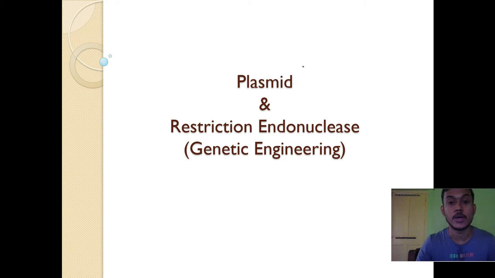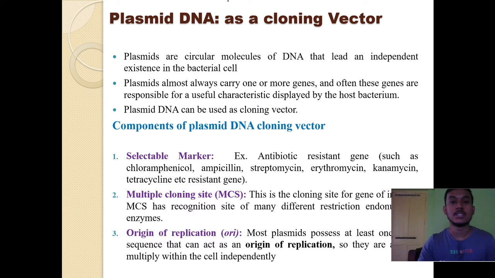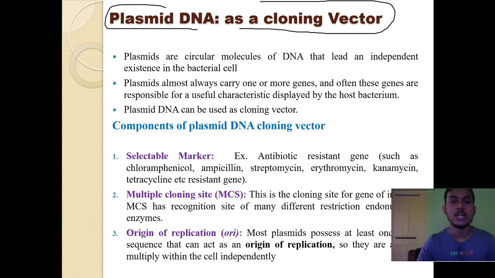So in this video we are going to talk about plasmids and restriction endonuclease, which is a part of genetic engineering. So let's get started. In this video we'll discuss plasmid DNA, which is also known as a cloning vector. In my last video I discussed recombinant DNA technology, in which this particular plasmid DNA has a major role in the formation of recombinant DNA.